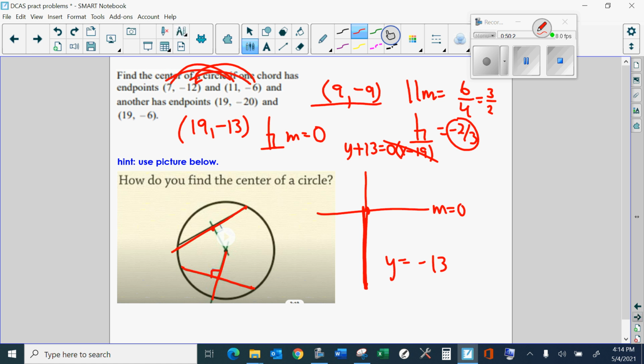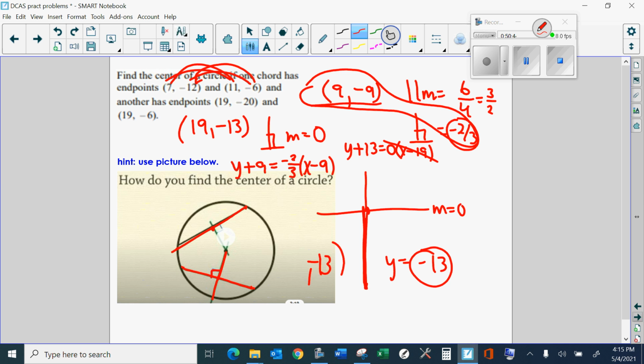Okay, well now when I go ahead and write my equation for this top one using this information, I have y plus 9, in point slope form, equals negative 2/3 times (x minus 9). Okay, well remember we already know what y is. So it's something comma negative 13. So I can plug that negative 13 right into there. What's negative 13 plus 9? Negative 4. Now I can just solve this for x, and I get my answer.